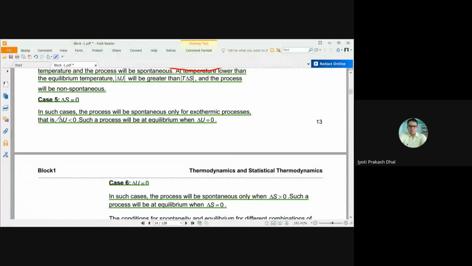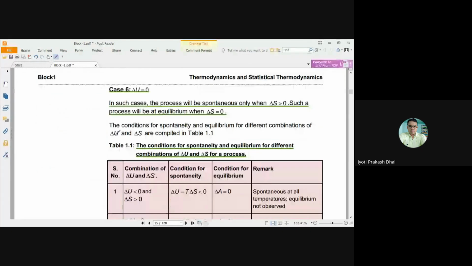So in case 5, in such cases, the process will be spontaneous only for exothermic processes. For exothermic processes, energy will be released from the system and hence there will be a decrease in internal energy. So for exothermic processes, if del U is less than 0, such a process will be at equilibrium when del U equals 0.